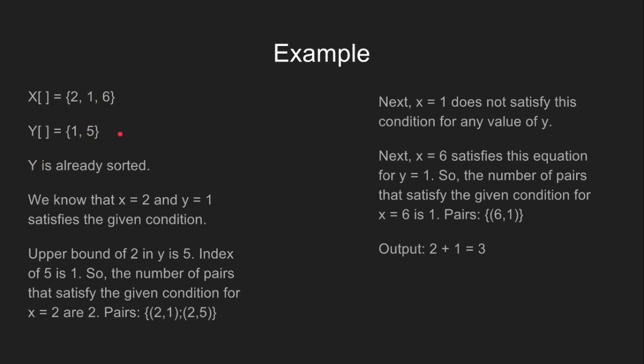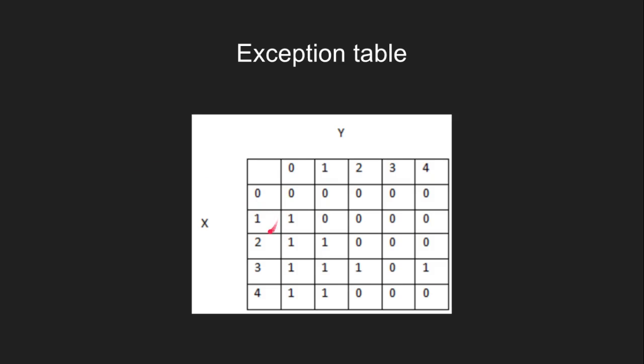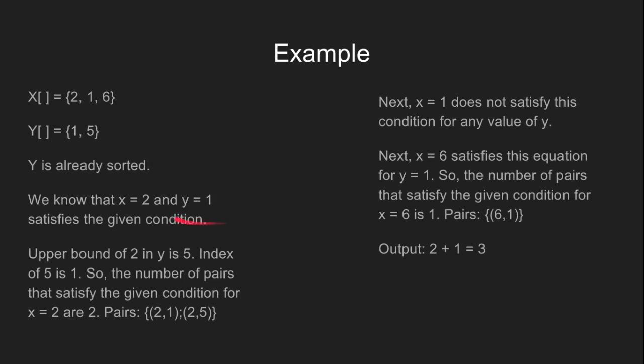We can see that y is already sorted. Starting with x equal to 2, we need to find elements in y that satisfy the given condition. From the previous table, we can see that x equal to 2 and y equal to 1 satisfies the condition. Now, the upper bound of 2 in y is 5, which has the index 1. So according to the algorithm, the number of pairs that satisfy the given condition for x equal to 2 is 2. The pairs are 2, 1 and 2, 5.